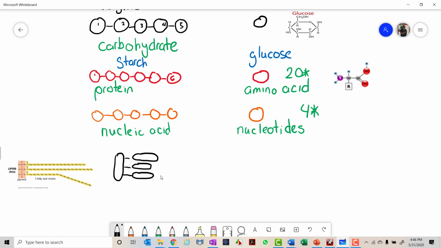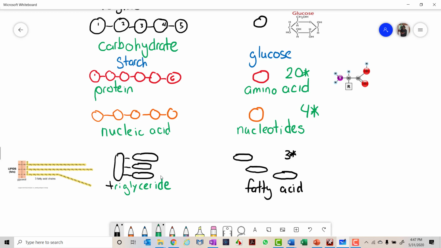When it's broken down, we'll typically break it down into 3 fatty acids. And these fatty acids are very long hydrocarbon chains. So there'll be 3 of these. These fatty acids, 3 of them, put together on a glycerol backbone, make up this triglyceride. So the triglyceride is a very special type of lipid.